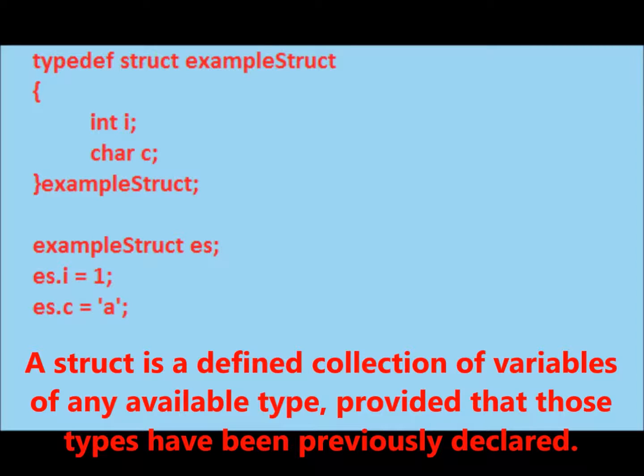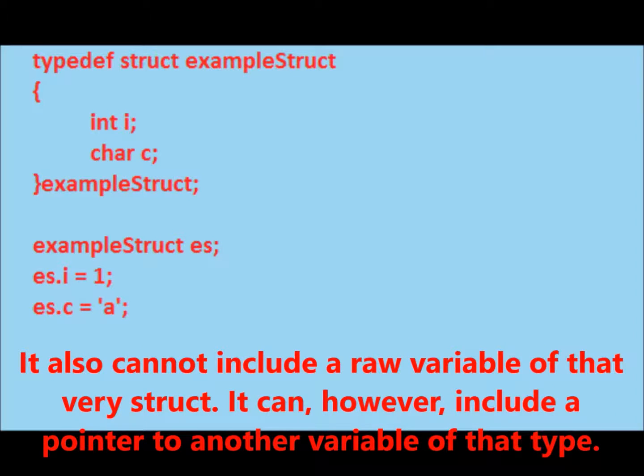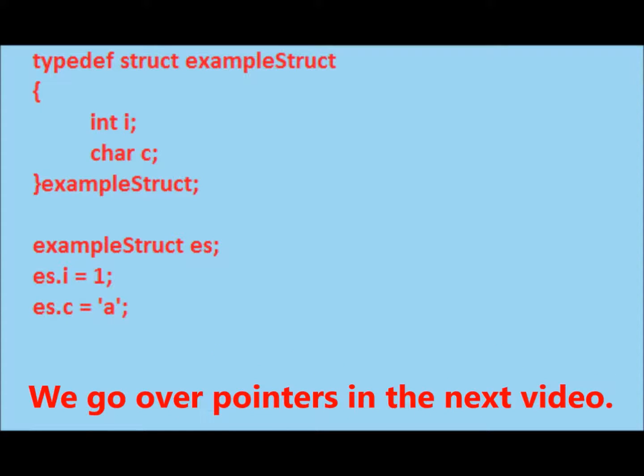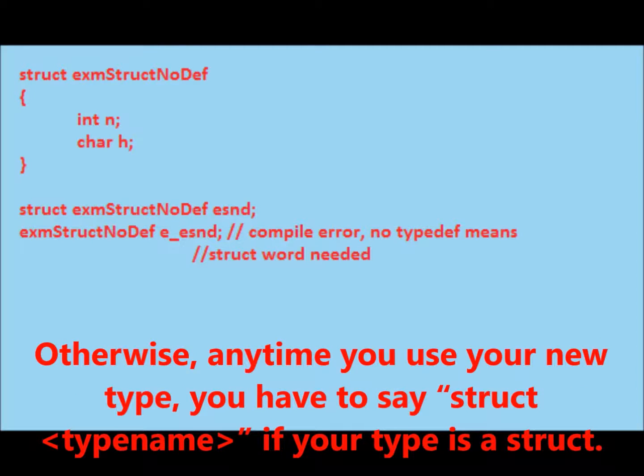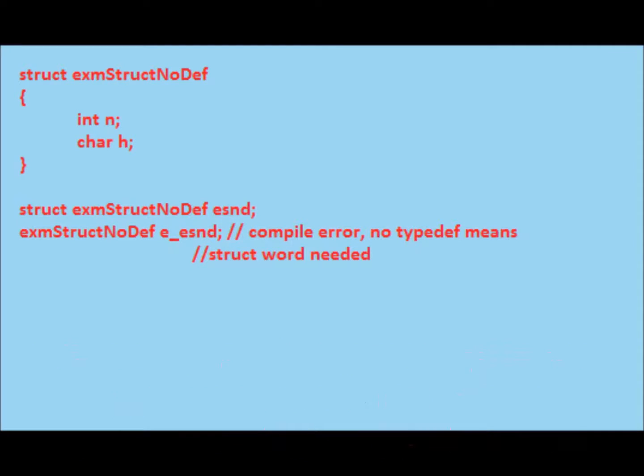A struct is a defined collection of variables of any available type, provided that those types have been previously declared. It also cannot include a raw variable of that very struct. It can, however, include a pointer to another variable of that type. We go over pointers in the next video. I would then recommend the typedef keyword so that you can give your new type a name. Otherwise, anytime you use your new type, you have to say struct and the type name if your type is a struct.